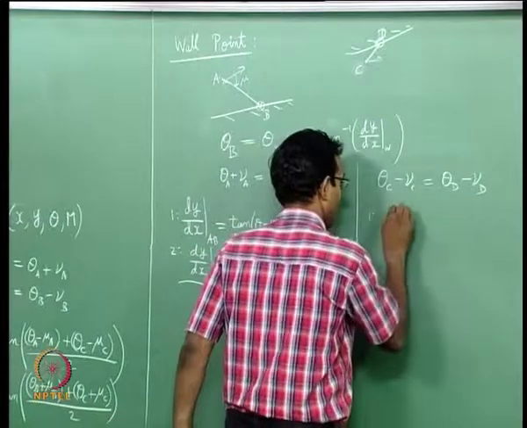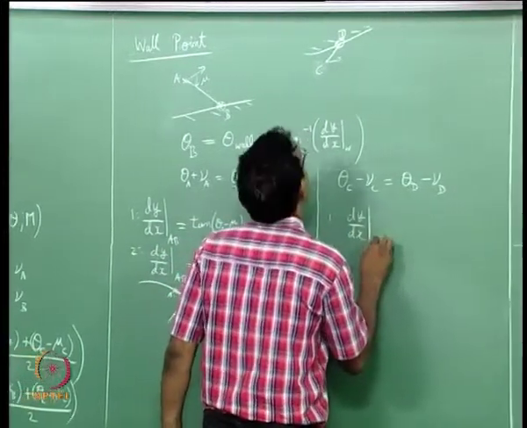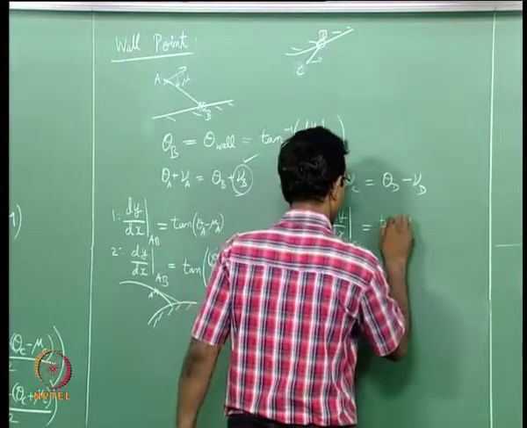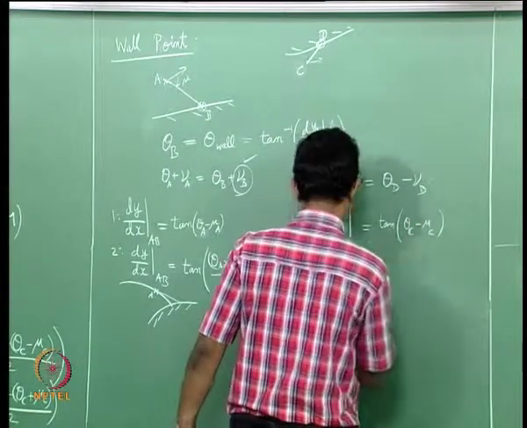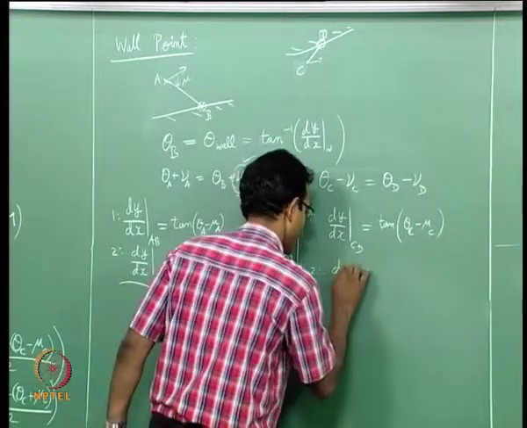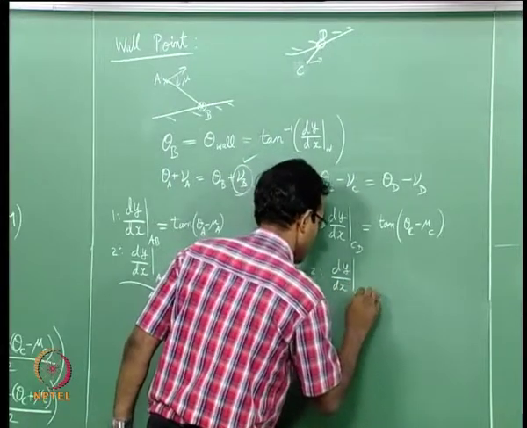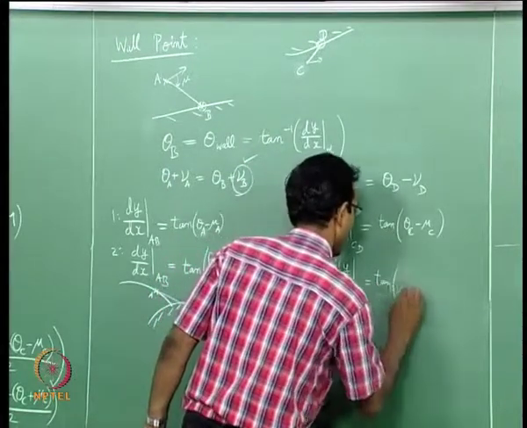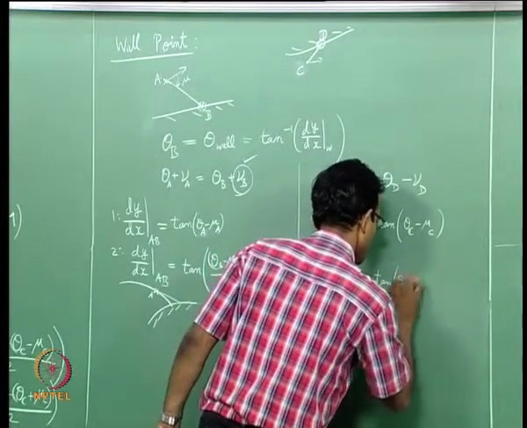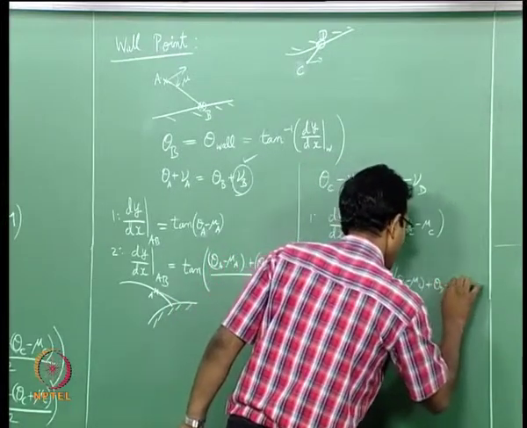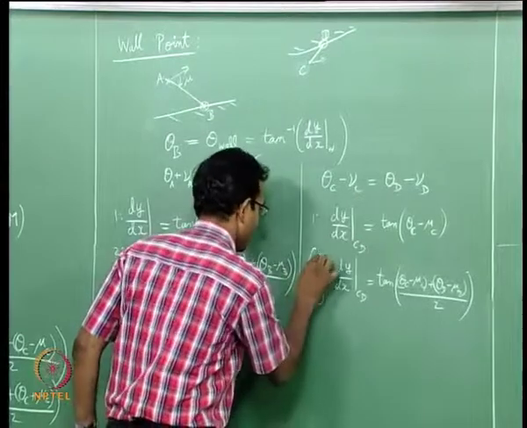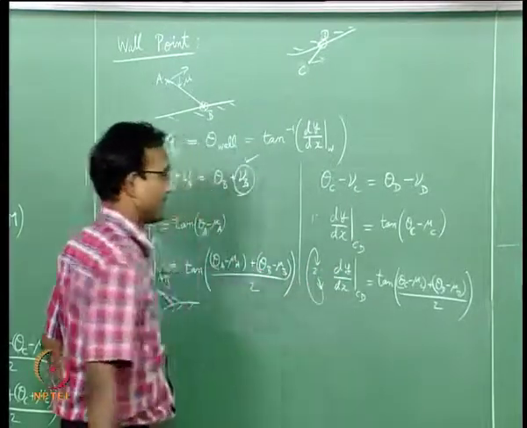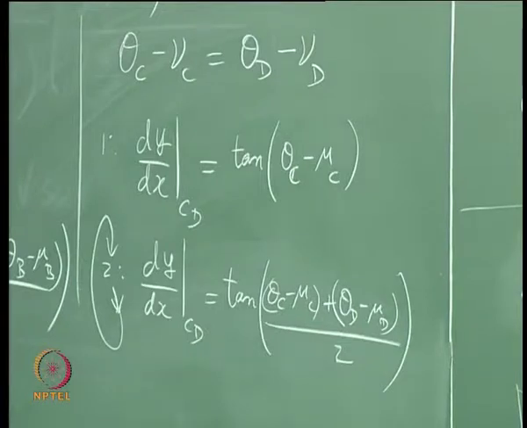I will write here step 1 dy by dx for CD is equal to tan of theta c minus mu c, and for step 2 dy by dx of CD equal to tan of theta c minus mu c plus theta d minus mu d whole divided by 2, an average of those two, and this one keeps cycling across. You keep doing this several times. Step 2 is just done till you converge to slope does not change more than 1% kind of condition.